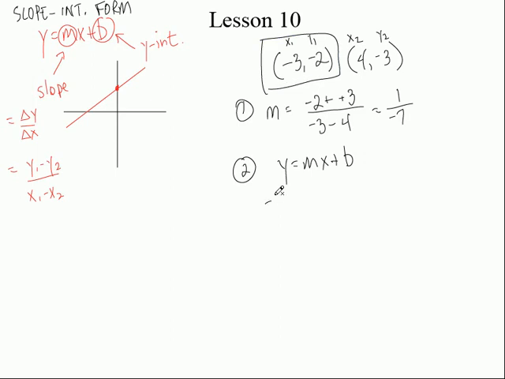So what's my y going to be if I pick this point right here? It's going to be negative 2 equals the m, which we just found, negative 1/7, times the x. What's my x here? It's negative 3, plus b, and that's what I'm trying to find. I'm trying to find what b is equal to.